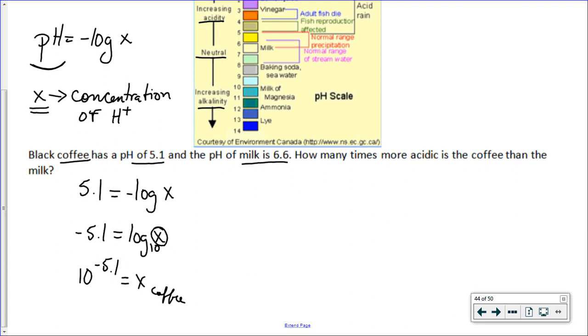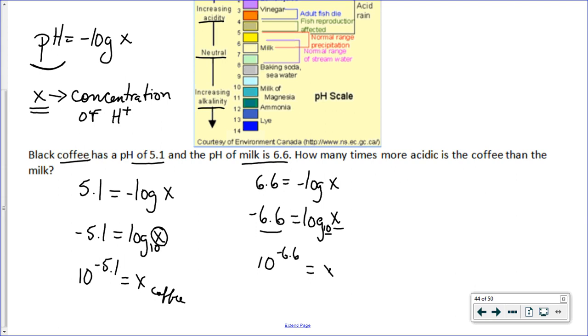And if I do the same calculation for the milk, I'd have 6.6 is the negative log of x. Again, pop the negative over to this side. And convert it from logarithmic to exponential. So base 10, the log equals the exponent, and that gives me the value of x, in this case, for milk.